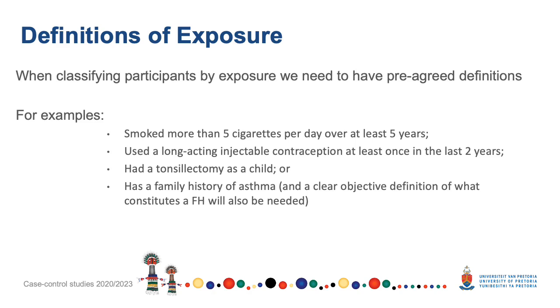So you might, for example, say, have you smoked more than 5 cigarettes a day on average over the last 5 years? Or did you have a tonsillectomy as a child? Or do you have a family history of asthma? And there you need to be very clear about what you mean by a family history. You don't mean relatives by marriage and that sort of thing. So you need to be very explicit in your definition of exposure before you collect the information.